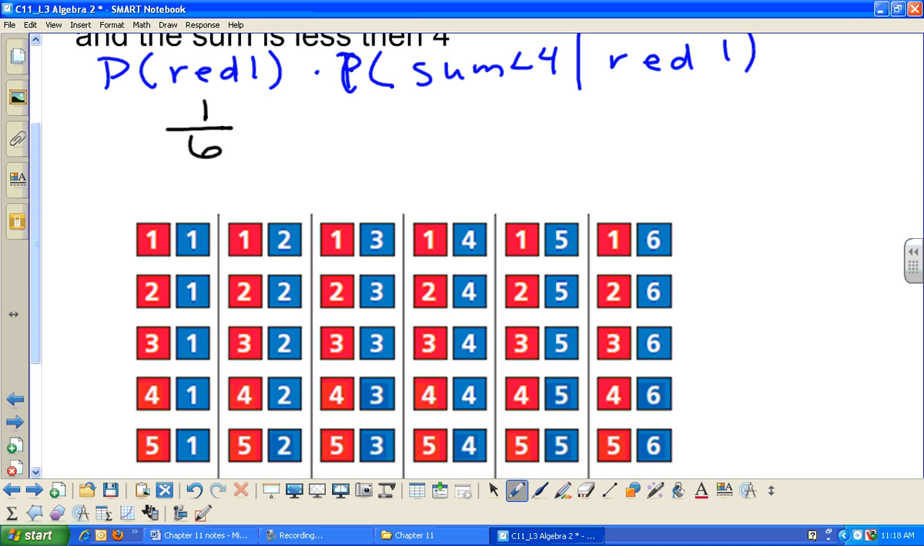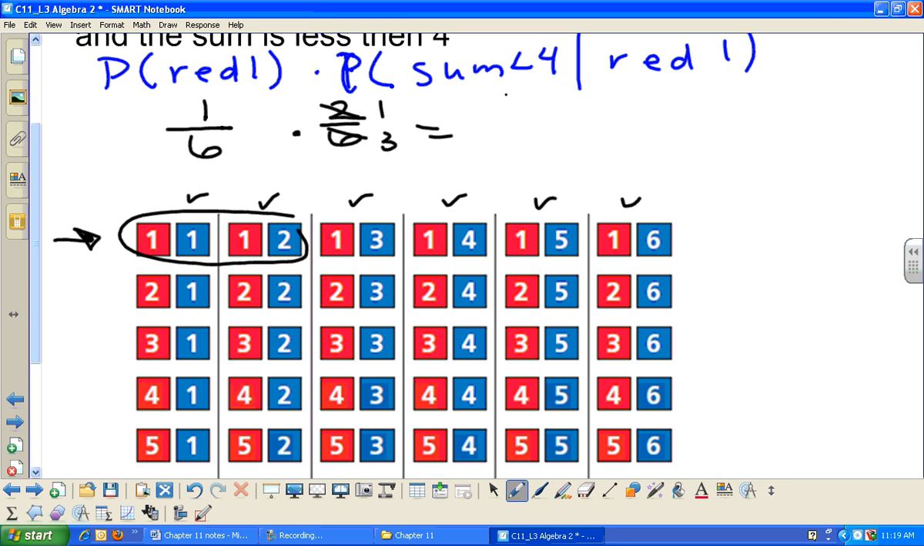Now I'm looking at the sum is less than 4, given that I have a red 1. So I'm only going to be looking at this first row, because I have to only pick where the red cube is 1. So if I'm looking at the sum is less than 4, these two options. So I'm multiplying this by 2 over 6. My total here is still 6 because I'm going to count the different ways that red is 1. So if I reduce this before I multiply, this would be the probability of 1/18.